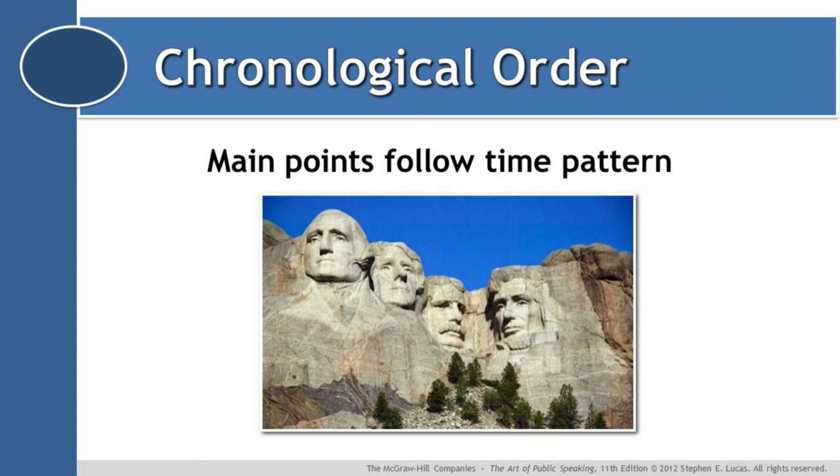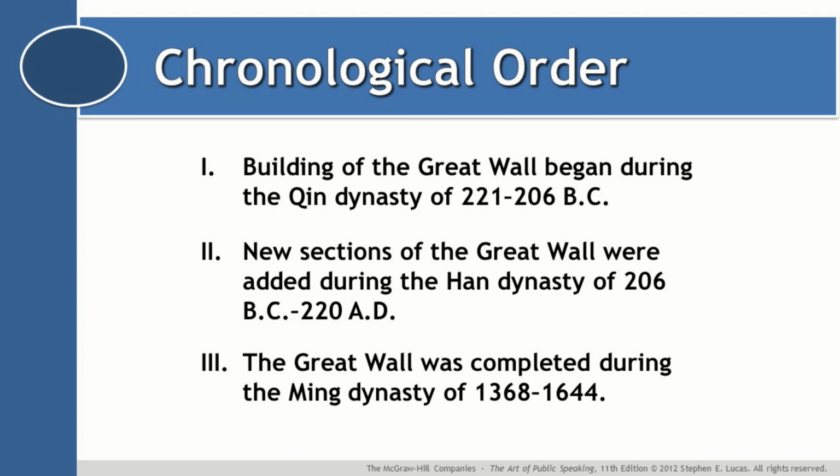An example of a chronological speech might look like this, with the topic of the Great Wall of China. Main point 1, building of the Great Wall begun during the Qin Dynasty of 221 through 206 BC. Main point 2, new sections of the Great Wall were added during the Han Dynasty of 206 BC to 220 AD. And main point 3, the Great Wall was completed during the Ming Dynasty of 1368 through 1644. So we see how this follows a pattern of time. It's chronological in order of the creation of the Great Wall.